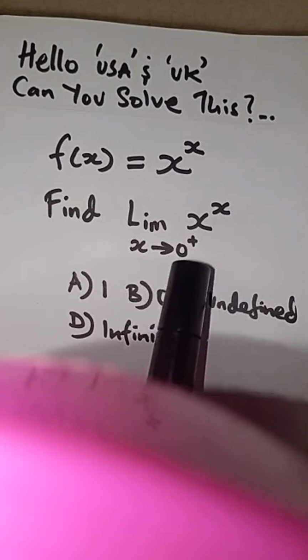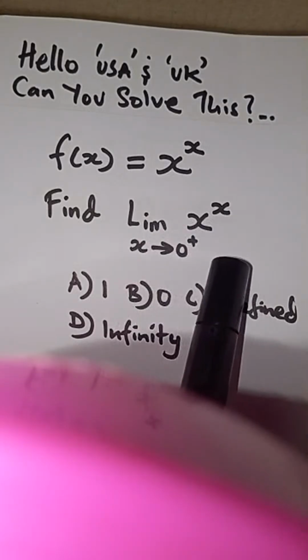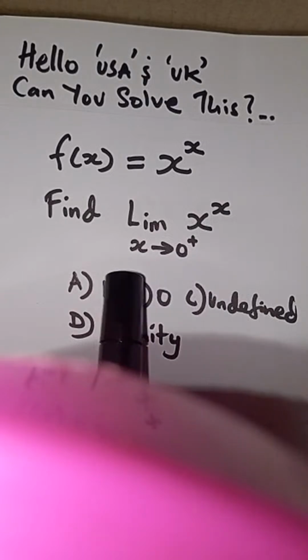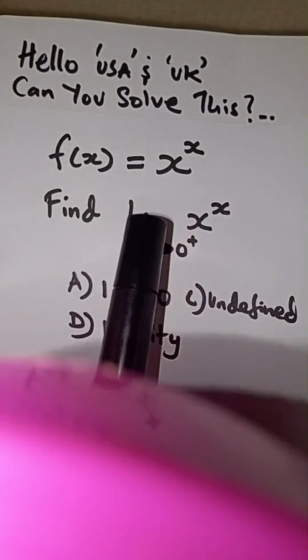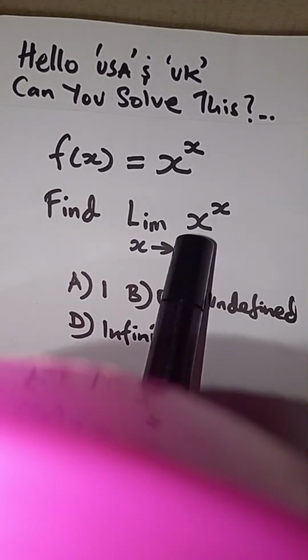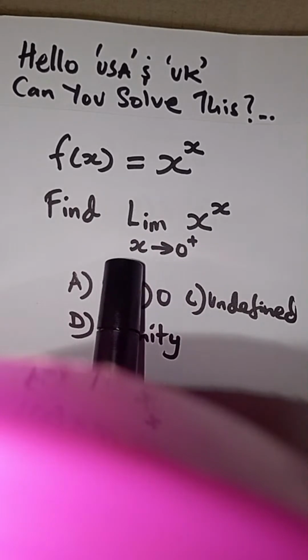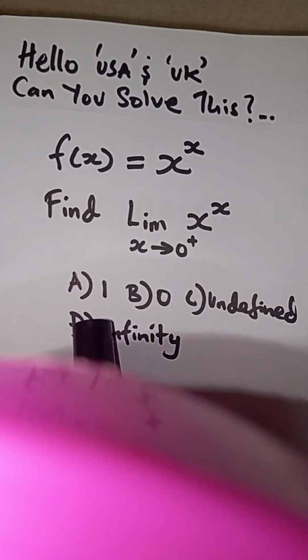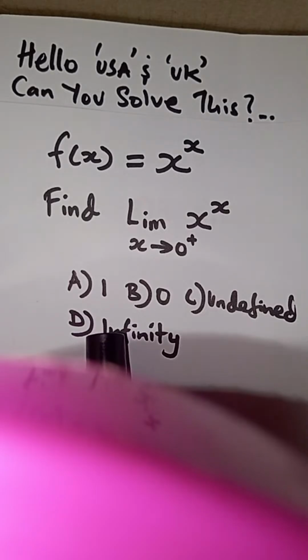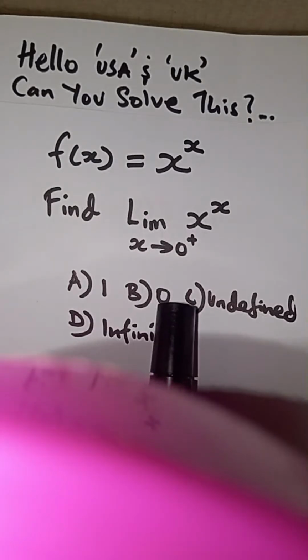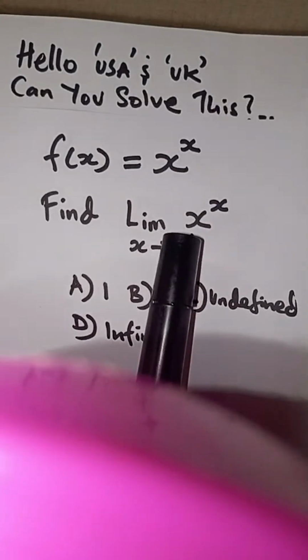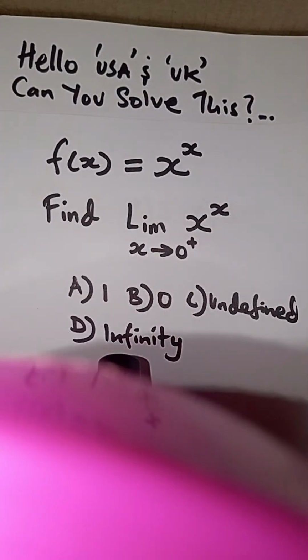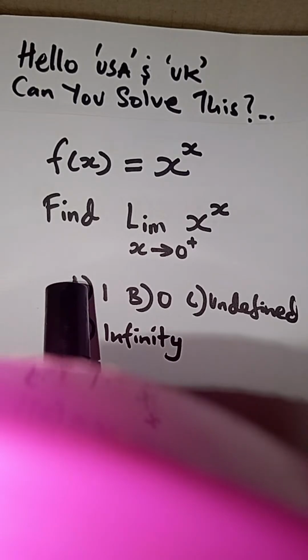So you can comment what could be the possible solution when taking the limit of x to the power x as x goes towards 0. You get A is 1, B is 0, C is undefined, or you can get D is infinity.